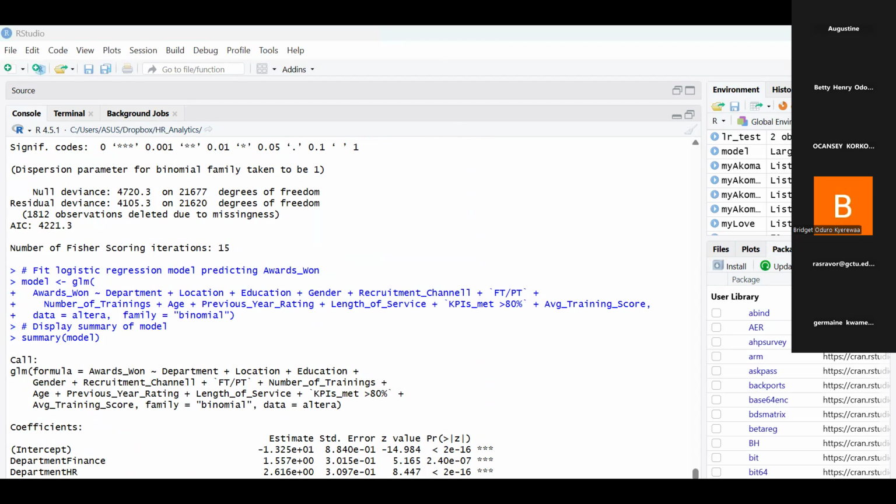I don't know why my screen is preventing me, unless I minimize this.